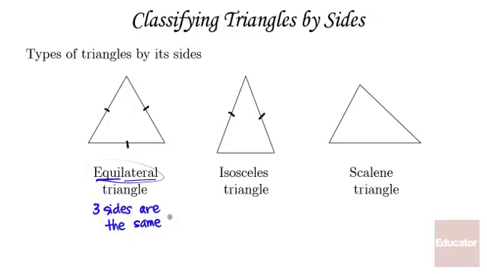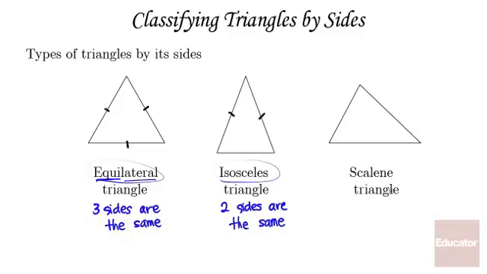Now, the next one, isosceles, is when you have two out of the three sides being the same. Okay, so this side and this side are congruent. Congruent just means the same. So this side and this side are the same. That is an isosceles triangle. So that one was all three sides, and this is two out of the three sides. So two sides are the same.